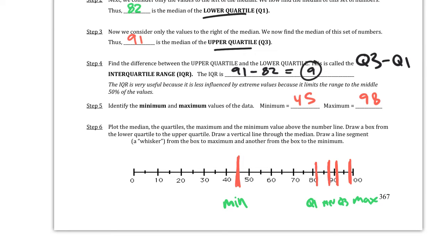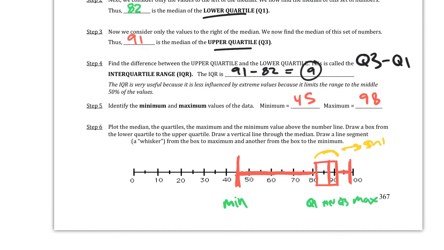All right, now to actually make the box and whisker plot, we take the Q1 to Q3 and turn that into a box. So you give it a top and a bottom, and then you connect the minimum and the maximum with whiskers. So if you look at this box and whisker plot, we can see that the middle 50% is right here, way to the right.